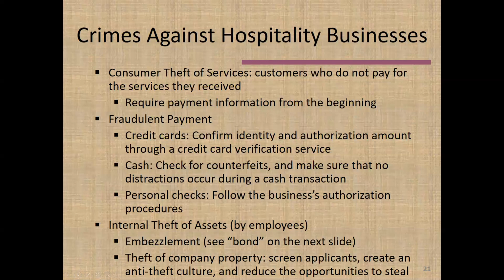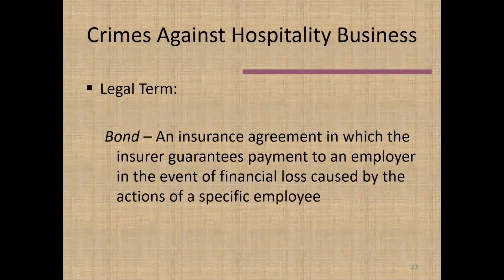So let's talk a little bit more about embezzlement, or more specifically, how bonding can reduce the risks to you from embezzlement. So what is a bond? Well, it's an agreement that you enter into with an insurance company, in which an insurance company agrees to pay the employer in the event that a particular employee embezzles or causes a financial loss, steals something. Now, the insurance company is going to do something along the lines of a criminal background check to see if the person is bondable to begin with.